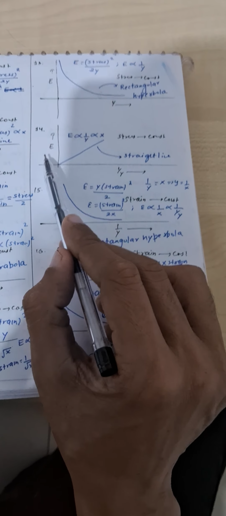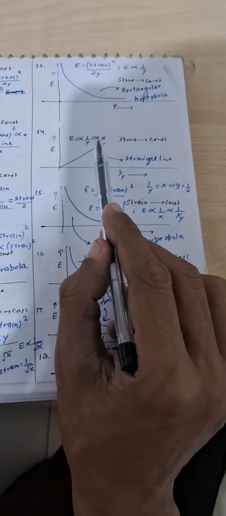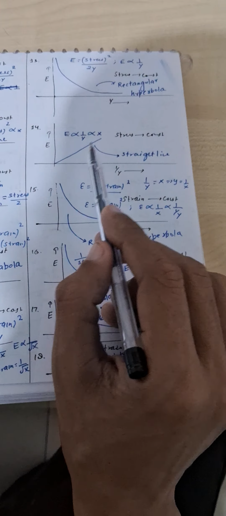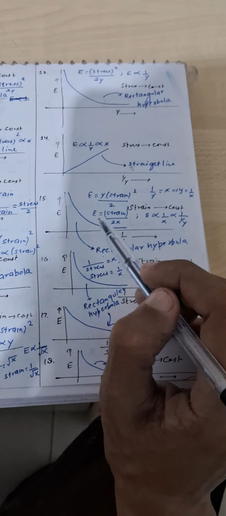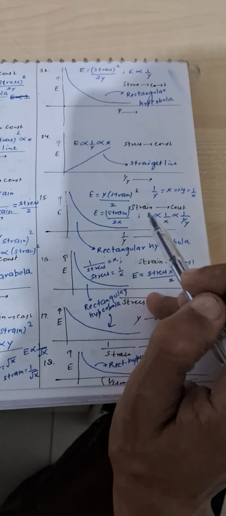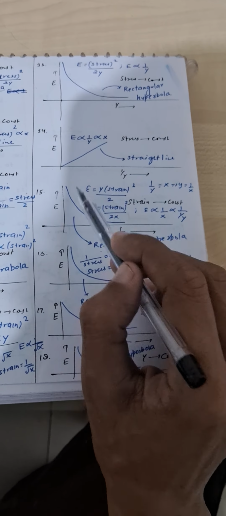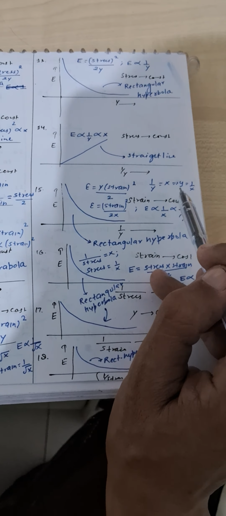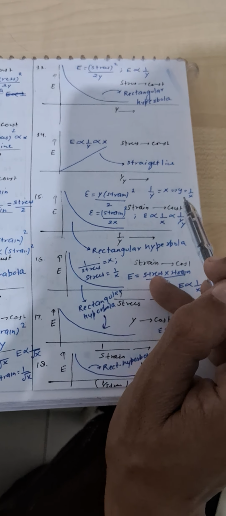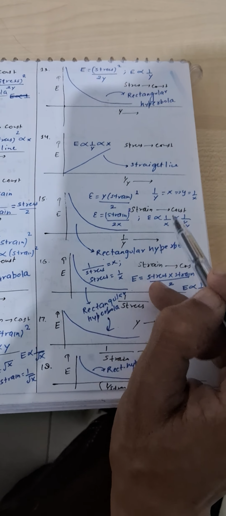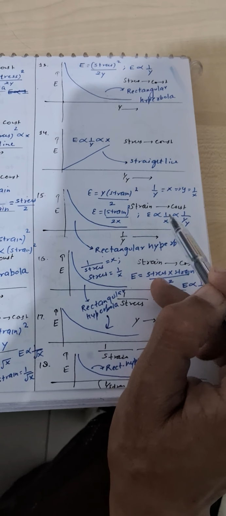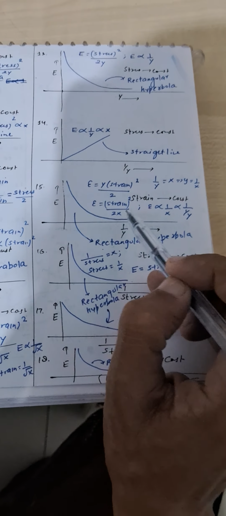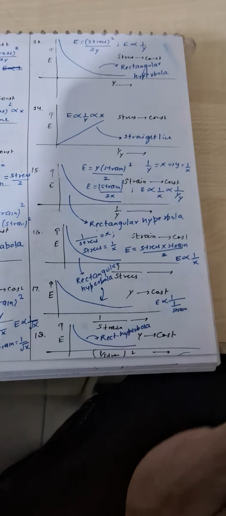In the next question, we have E versus 1 by Y. We take 1 by Y as x. So we can say that E is proportional to x when stress is constant, and the graph will be a straight line. Next, we need to draw a graph between E and 1 by Y when strain is constant. The relation will be this. We assume that 1 by Y is equal to x, that means Y is equal to 1 by x. So we can say that E is proportional to 1 by x. Here we consider 1 by Y as x. There is an inverse relation, so the graph will be a rectangular hyperbola.